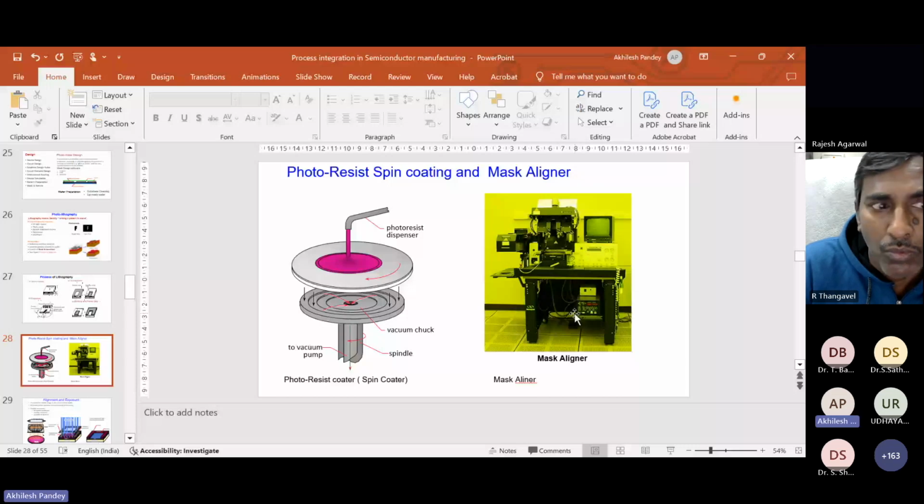Now alignment and exposure: first transfer the mask image onto the resist coated wafer.